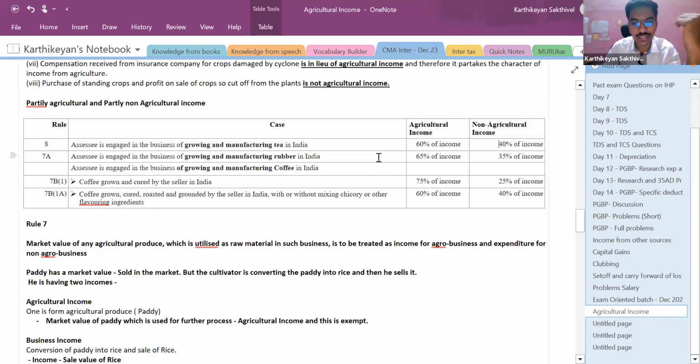Okay, same is the case with rubber. So 65% of my final sales is to be treated as agricultural income, and 35% is to be treated as other than agricultural income. Coming to coffee, coffee has 2 cases. First one where coffee is grown and cured alone. Next is coffee grown, cured, and it is also roasted and ground by the seller.